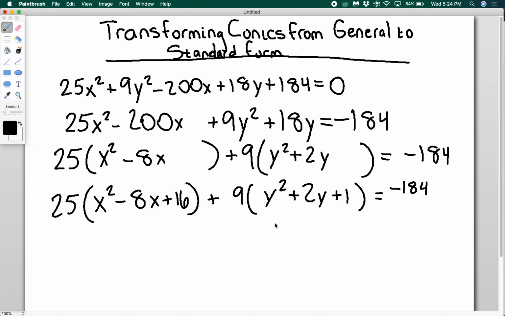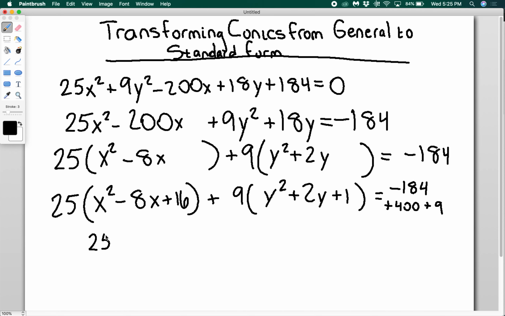and on this side, we just added a bunch of stuff to this side of the equation. I need to make sure I add it to both sides. So over here, remember this, we didn't add 16 to this side. We added 25 times 16 to this side, right? Because the 25 is multiplying everything inside the parentheses. Same with the 1. I didn't add 1, I added 9 times 1. So on this side, I have to add 400, because that is 25 times 16, plus 9 to this side as well. And now I can rewrite everything.